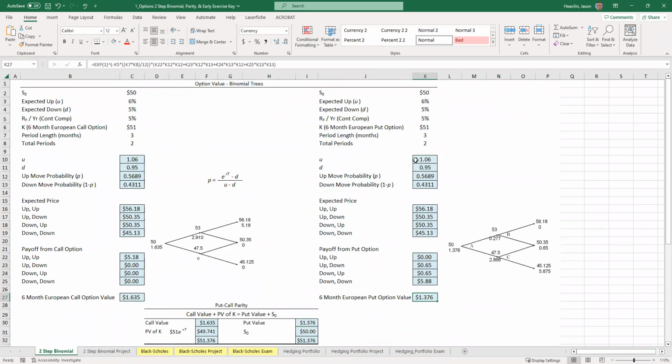And it works the same the other way around. Let's say you have the put value, and you know that if you add the stock price, you'll get 51.376. So you take the 51.376, subtract the present value of the strike price, then you will get the call value. And that's the put-call parity. When you're dealing with the same asset, if you have one, you can easily find the other. Or you can go ahead and do each one of them separately.